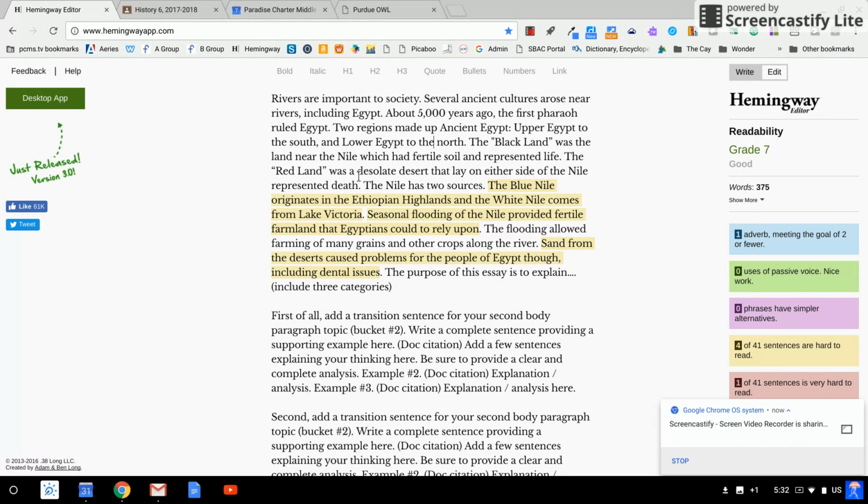The Red Land was a desolate desert that lay on either side of the Nile and represented death. I just need the word "and" there. And now we have a complete sentence. So it is challenging, but kind of satisfying when you change from passive to active voice because your sentences are more clear, they're smoother, they're easier to understand. So I challenge you to try to rephrase sentences that are complex to make them more readable and to work on making sure you've included everything.